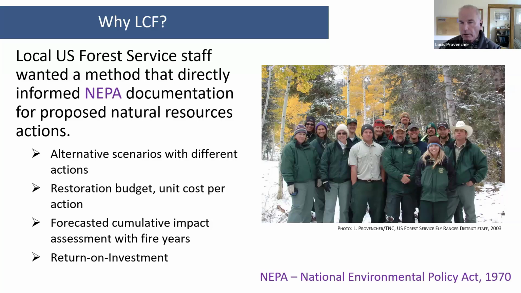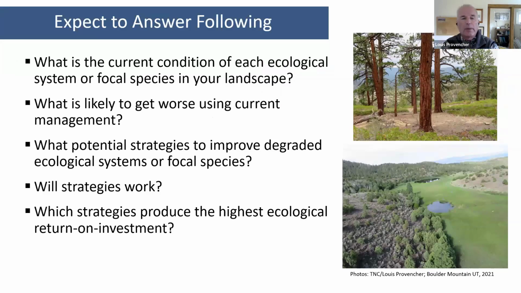Some of these people are now retired. Some have passed away. Some have gone to other jobs. And all of these managers typically ask the following question. What is the current condition of each system or focal species in your landscape? What is likely to get worse using current management? What potential strategies to improve degraded ecosystem or focal system can you devise? Can you make up? And let's test those strategies because people can dream up strategies. They don't always work. And that's why we test the strategies with simulation. Ultimately, time will test, but when you don't want to wait 30 years to get a result, you simulate it. And which strategies produce the highest ecological return on investment.